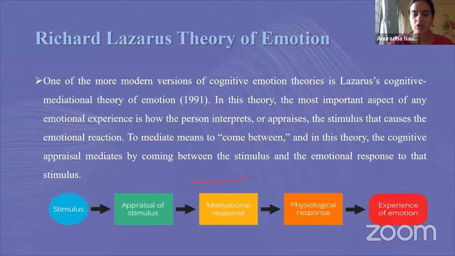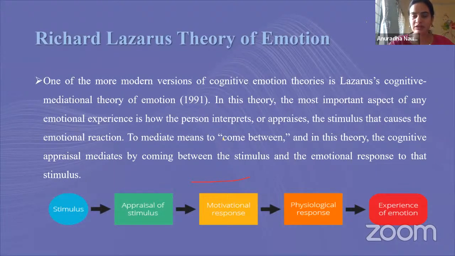So this is the mediational theory of emotion. The important aspect is how a person interprets or appraises the stimulus that causes the emotional reaction. So in any situation, how am I interpreting that? We'll go back to what we were discussing before: I see a dog, and I am not afraid of the dog. Why will I run, or why will I get scared or feel an emotion of fear? So here the motivational response is mediating how I'm experiencing any emotion related to that particular moment.